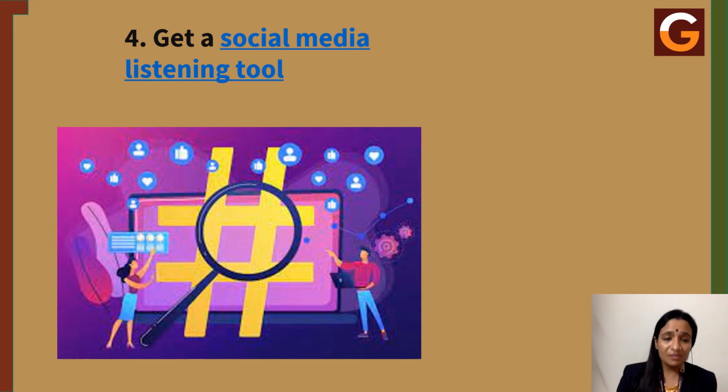Get a social media listening tool. A tool like Hootsuite, that we discussed in one of the earlier slides, lets your brand use search streams to discover which hashtags are the best for all the social networks it uses. Simply, search streams make it easy to see which hashtags are the most popular and the most effective.